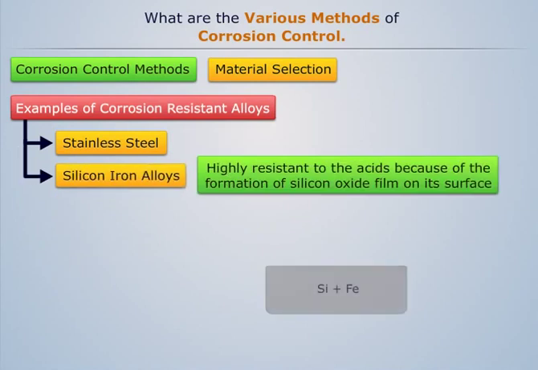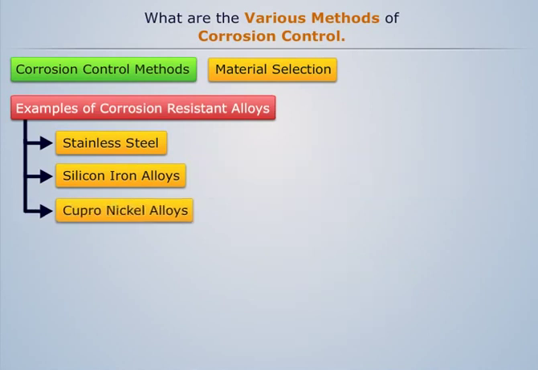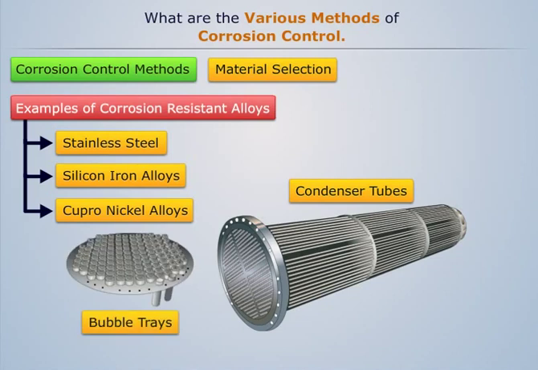Silicon-iron alloy is highly resistant to the acids because of the formation of silicon oxide film on its surface. Cupro-nickel alloys containing 0.2% iron are used for condenser tubes and for bubble trays used in fractionating columns.